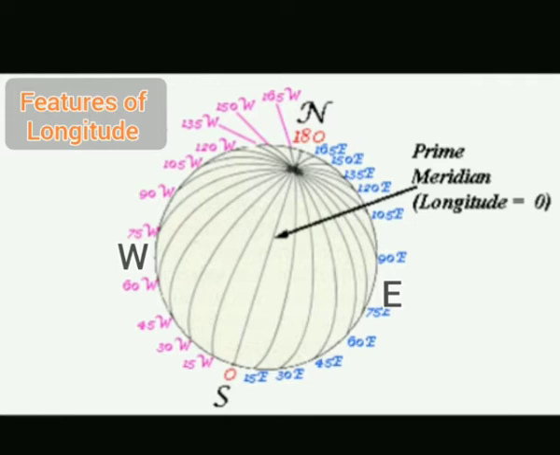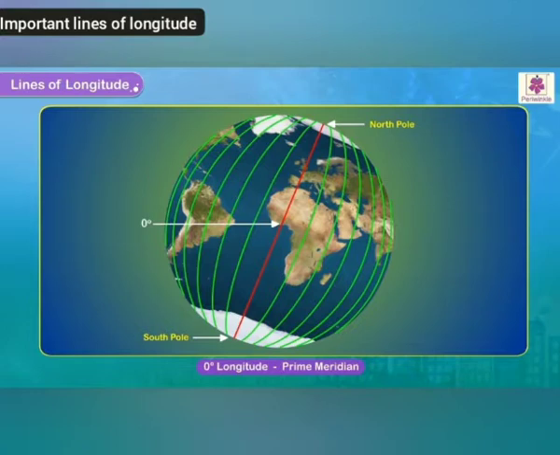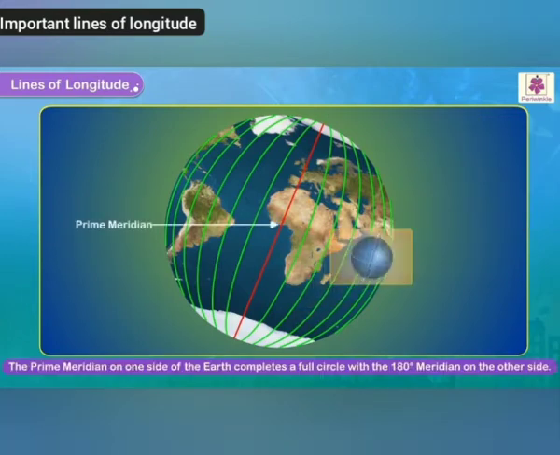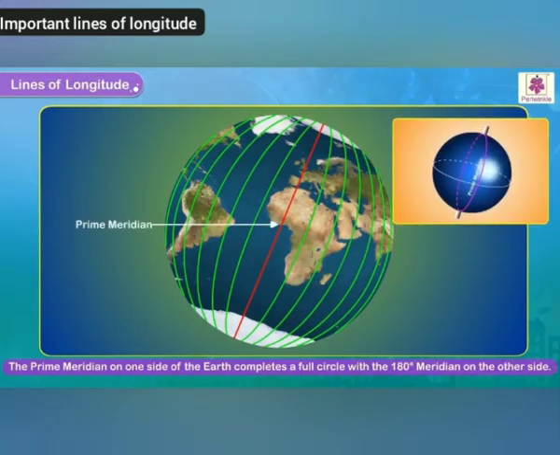Students, let us learn about other important lines of longitude apart from the prime meridian. As you see the picture in your reader, page number 5, in the year 1884, the longitude which is passing through the town of Greenwich in the United Kingdom is called the prime meridian or 0 degree longitude, or it is also called the Greenwich meridian.